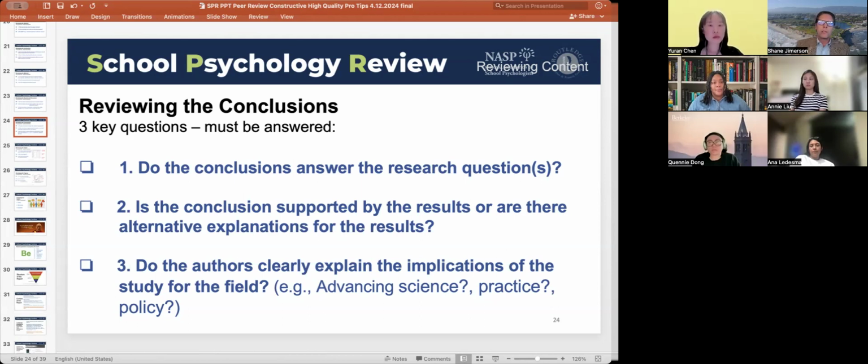And then the third dimension with reviewing the conclusions is, do the authors clearly explain the implications of the study for the field of school psychology? So it's not enough just to have a great study that's really impressive and interesting. It also needs to articulate clearly how these results are useful and beneficial and can have implications specifically for either advancing science and/or practice and/or policy in the field of school psychology.